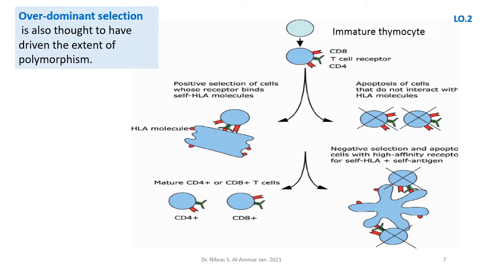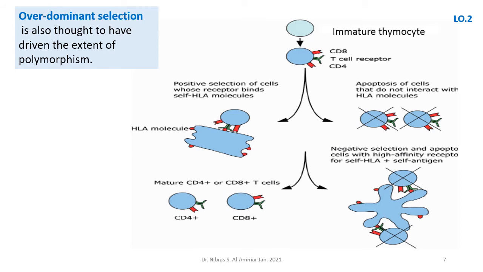During positive and negative selection, in positive selection, cells with suitable binding affinity with self HLA molecule will be selected. While cells that do not interact with HLA molecule will be negatively selected, and apoptosis occurs to these cells. In the second step, for the cells that show affinity to binding with HLA molecule, there is also positive selection and negative selection.